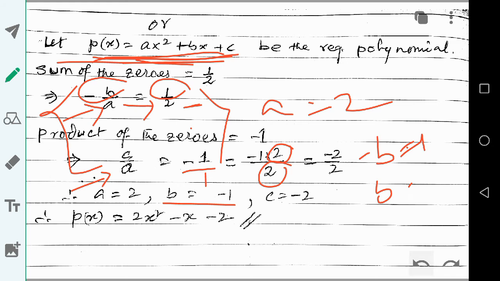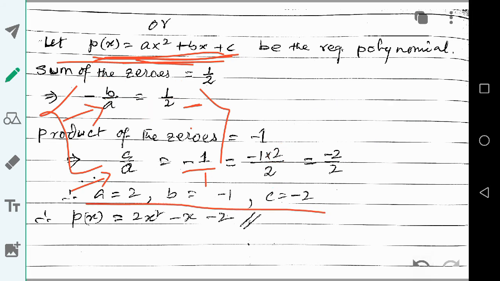Okay, so c is equal to minus 2. Now put these values of a, b and c in this polynomial, then you will get the required polynomial, that is 2x square minus x minus 2.